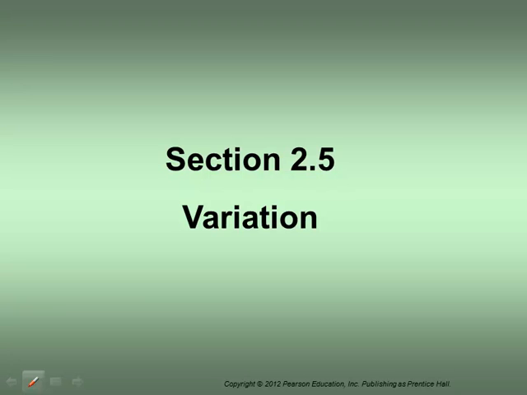We are now going to talk about the relationship between two variables, typically between y and x, but it could be between any other two variables. And this relationship is called variation. There are going to be a handful of different types of variation that we'll discuss.